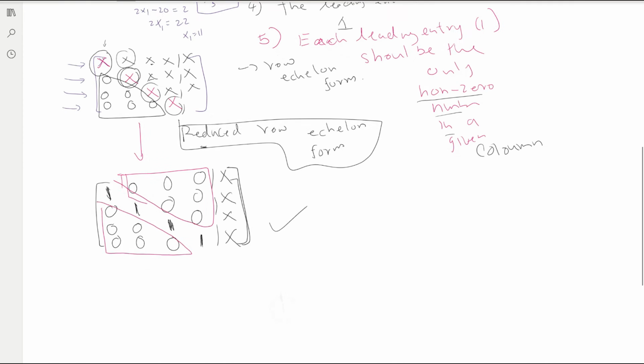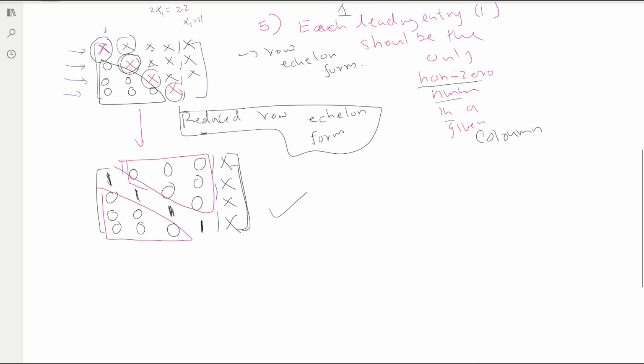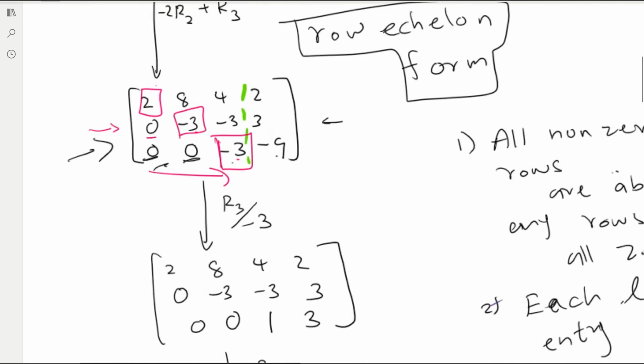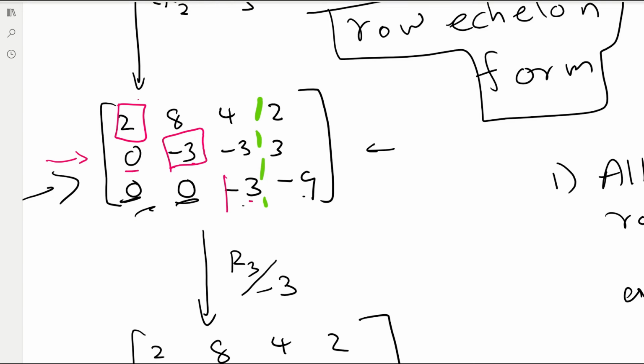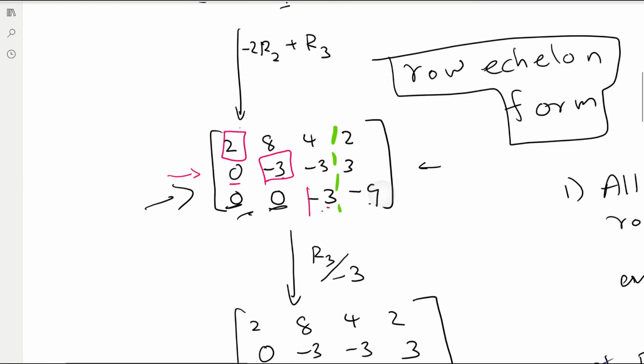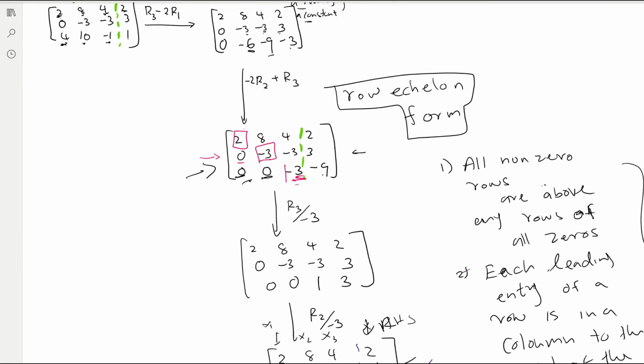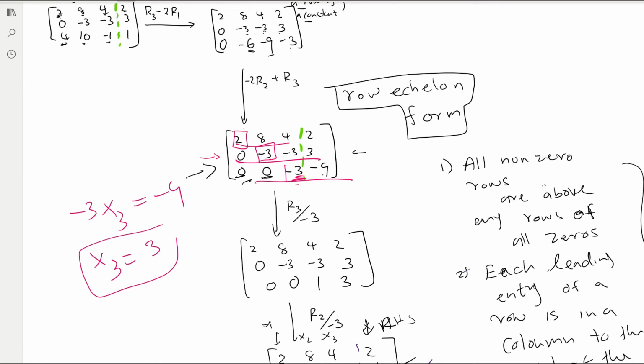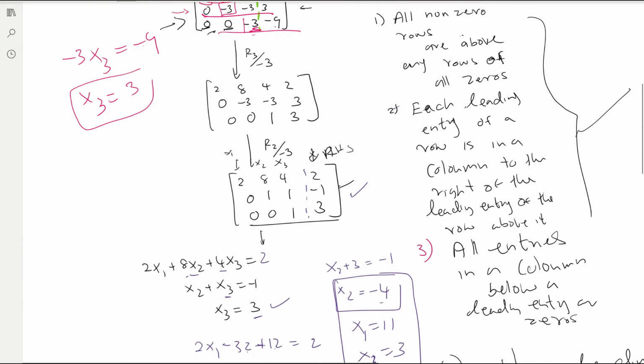The good thing about the reduced row echelon form is that the solution is right there in front of your eyes. In the row echelon form, like here, you have to work out the solution. So in this augmented matrix you can see -3. From this row you can see -3x3 is -9, so you have to divide by -3, and -9 divided by -3 is 3. So you know x3, and then you have to use the second row and get x2, and then use the first row with x2 and x3 to get x1. So a little bit of extra work.